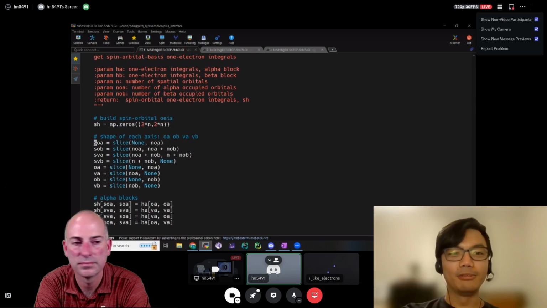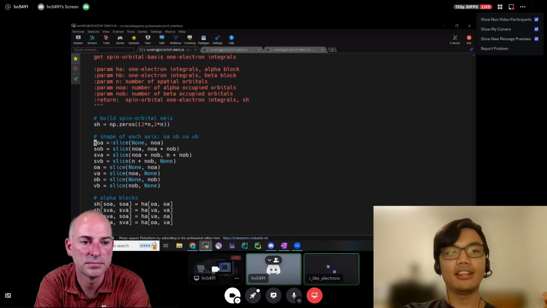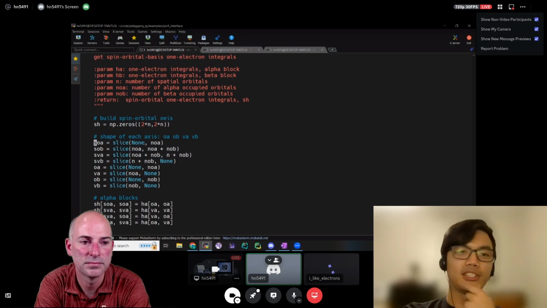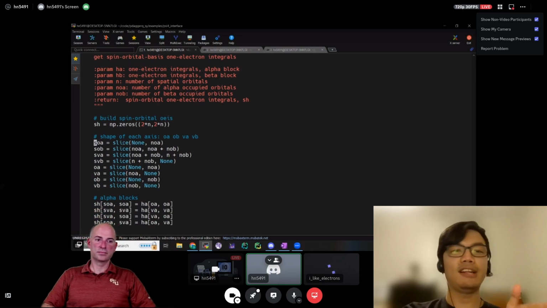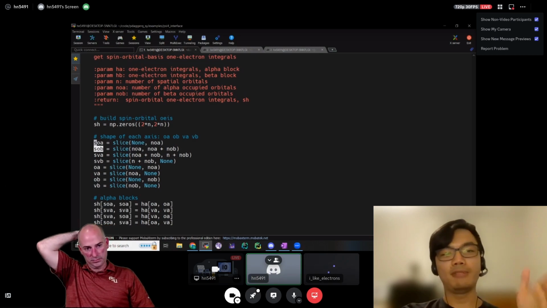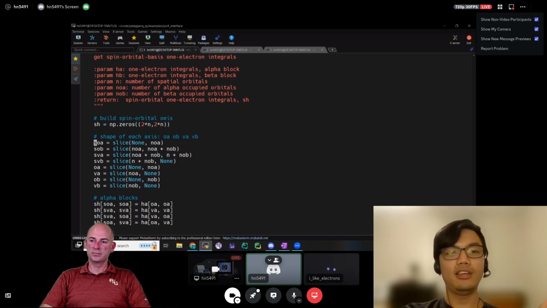Anyway, so now you can see here that the slices work in this way, right? My spin orbital occupied alpha will be from 0 to number of occupied alpha, and then the next slice is for spin orbital occupied beta, which starts from NOA to NOA plus NOV. And then these two slices combined together give you the occupied slice.